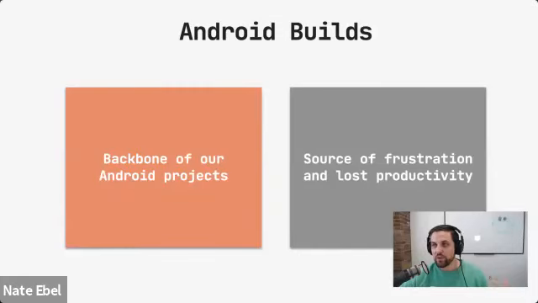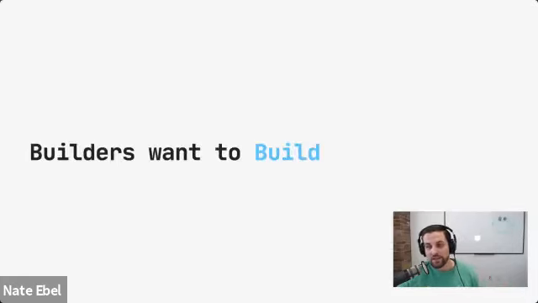And this is a big problem for a few reasons, but one main reason, which is that builders want to build. As developers, we like to build things. We don't want to be waiting for things to build. We don't like waiting for CI builds. We don't like waiting for our local builds. We want to make a change, build it, deploy it, validate that change, and then do it all over again. So we can rapidly build whatever it is that we need to build and just keep moving forward.